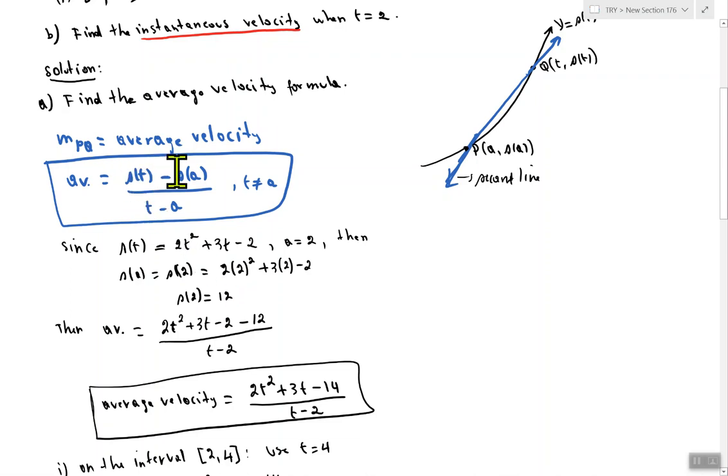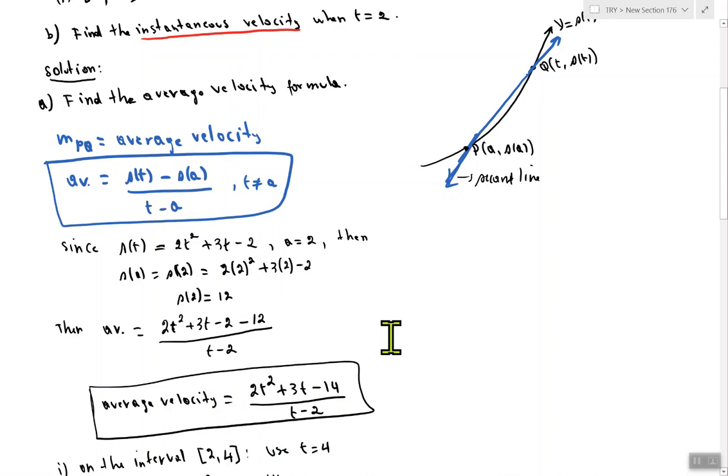So the numerator, s of t minus s of a: s of t is 2t squared plus 3t minus 2, minus s of 2, which is 12, so minus 12, divided by t minus 2. That is going to equal this given equation. After you take minus 2 minus 12, it gives you negative 14. So this is now the equation of the average velocity.